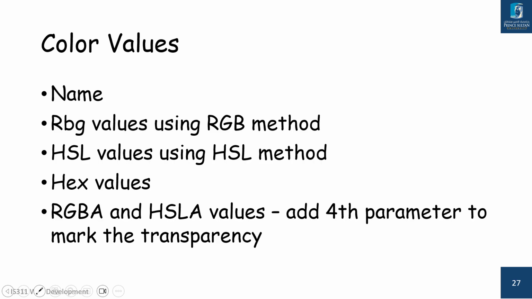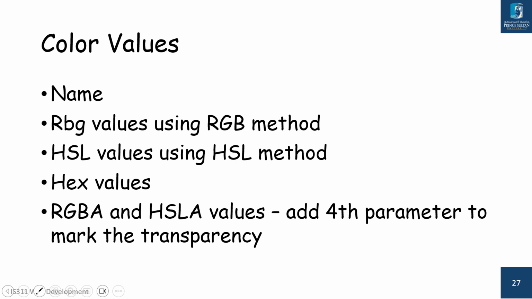So we can specify the color values using the name: red, green, blue, black, orange, or you can specify the color using the RGB method. RGB is a method which takes three parameters, three values, or three numbers as an input, and then it will give us a color back. So those three values represent the red, green, and blue values, and these are between 0 and 255.